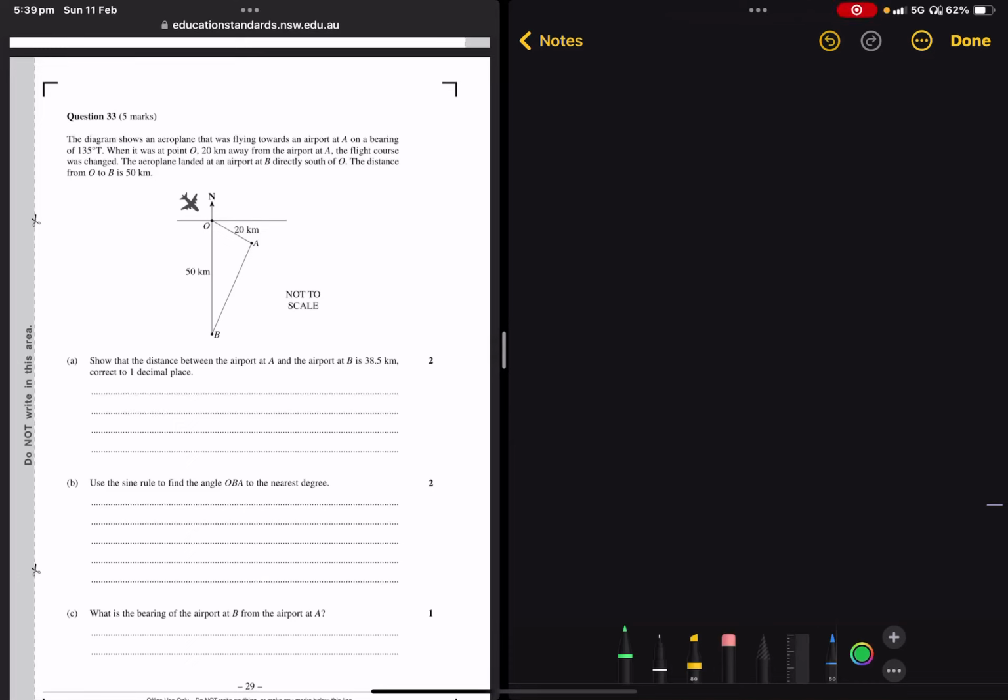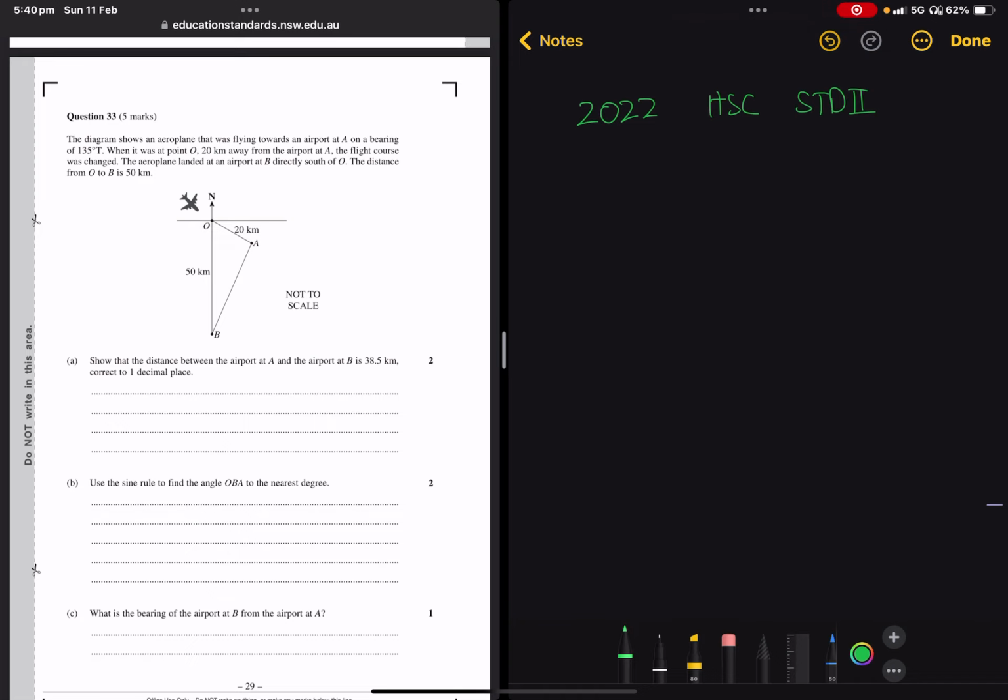Okay, so we're going to have a look at another question from the 2022 HSC Standard 2 Maths paper. Here we're told the diagram shows an aeroplane that was flying towards an airport at A on a bearing of 135 degrees. When it was at point O, 20 kilometers away from airport at A, the flight course was changed. The aeroplane landed at an airport at B directly south of point O. The distance from O to B was 50 kilometers. Show the distance between airport A and airport B is 38.5 kilometers to one decimal place.